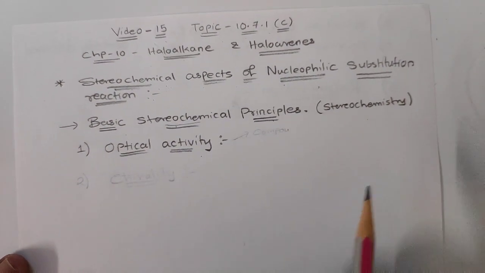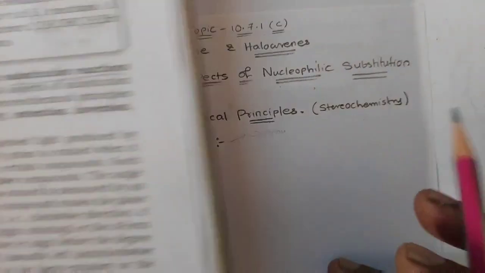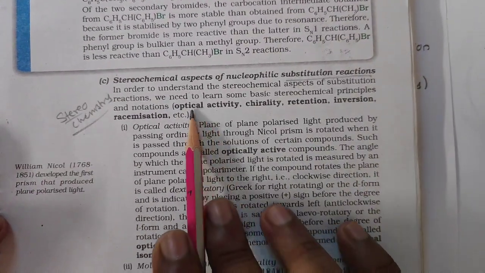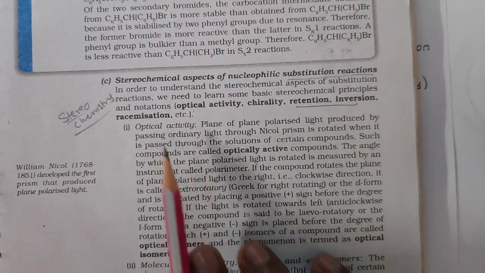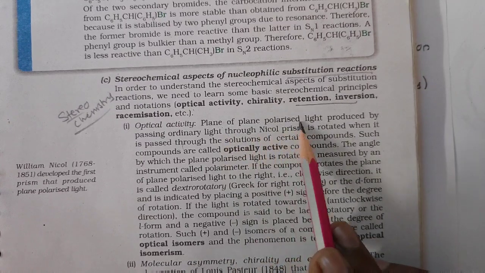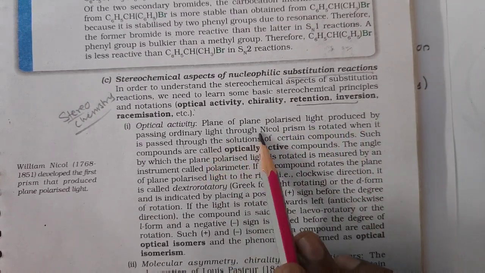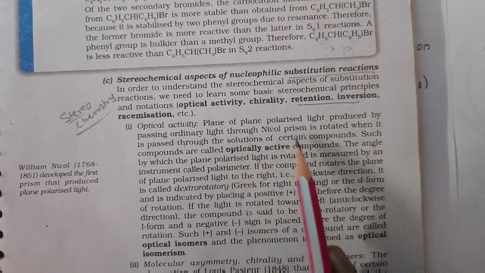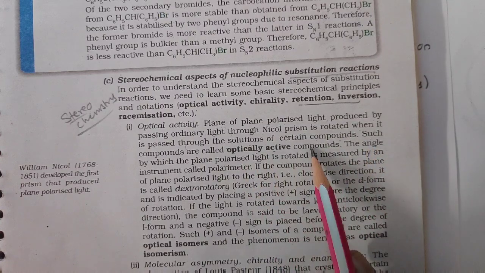Now when we talk about optical activity, what is it? That is nicely given in your textbook. In this case, these five things we are going to study, and two of them we have already studied. Optical activity: plane polarized light, produced by passing ordinary light through a Nicol prism, is rotated when it is passed through the solution of certain compounds. Such compounds are called optically active compounds.